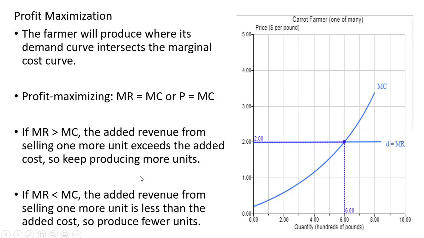On the other hand, if marginal revenue is less than marginal cost, the added revenue from selling one more unit is less than the added cost. So this would reduce your profit. So you don't want to be in this range here. You'd want to produce fewer units of output. So again, that will occur where the marginal cost curve intersects marginal revenue. We don't want to be in that region. We're adding more to the firm's costs than revenue, so our profits would be falling if we're producing in this region. So the ideal amount of output then, the profit maximizing amount of output, occurs at this level of output here, 600 pounds of carrots. That's where MR equals MC.